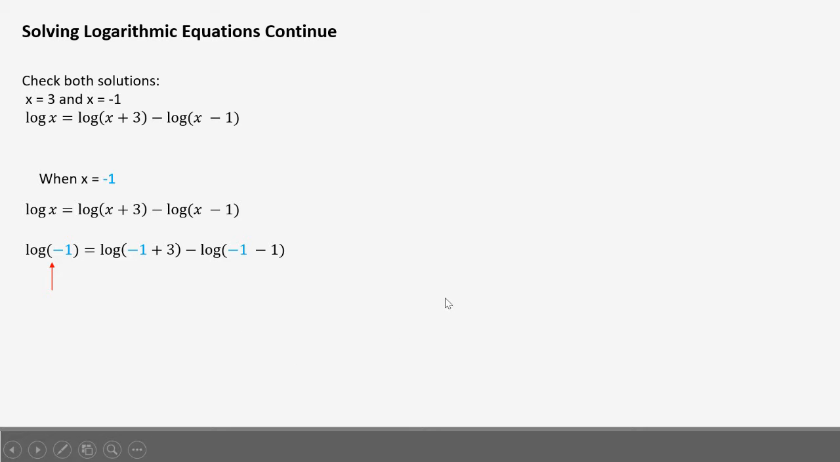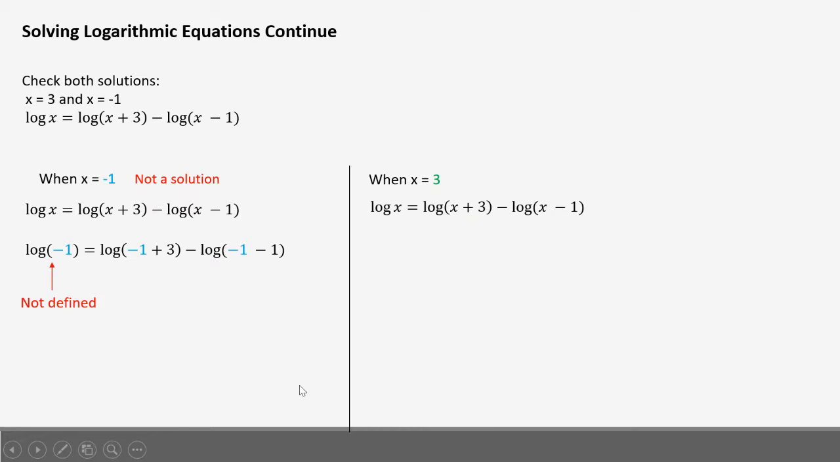Okay, let's continue here. So that way, this is not defined, right? So that means that negative 1 is not a solution. So now let's try the 3. So when x equals 3, we do the same thing.